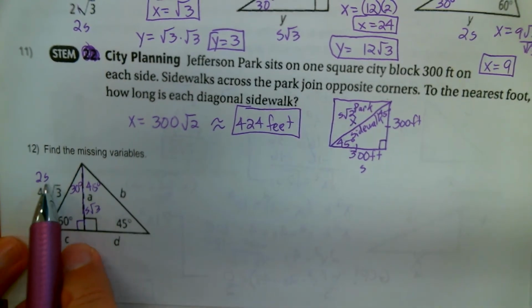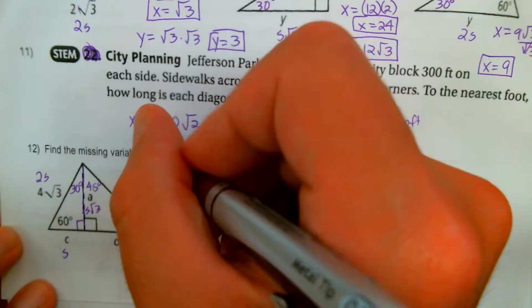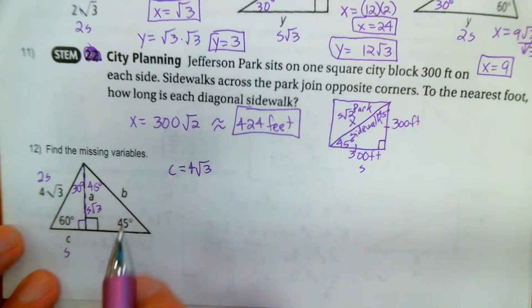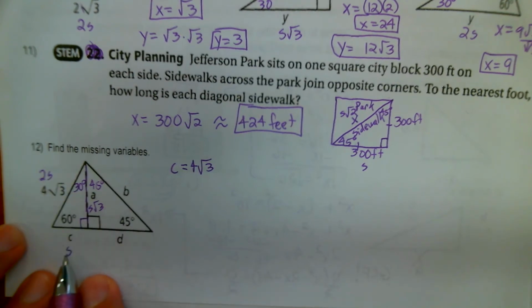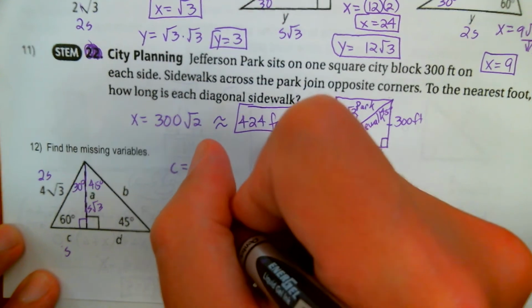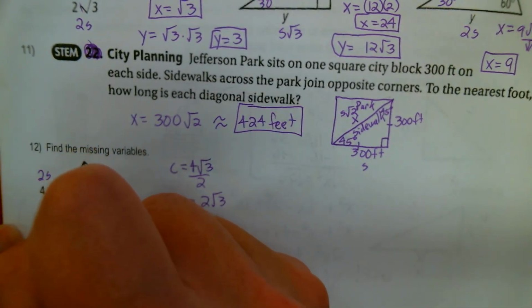Okay, so how do I go from 2S to S? I'm going from hypotenuse to short leg. I'm going from long to little, so I have to divide. So C is going to be 4 square root of 3. How do I go from 2S to S? I divide by 2. So C is going to be equal to 2 square root of 3. Okay, that's 2 square root of 3.